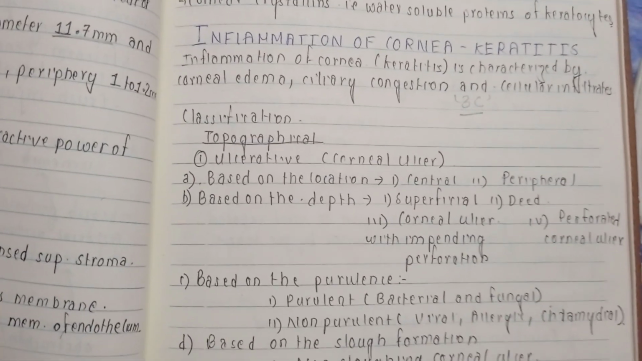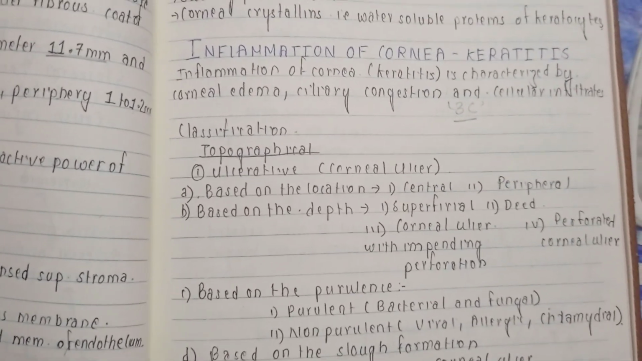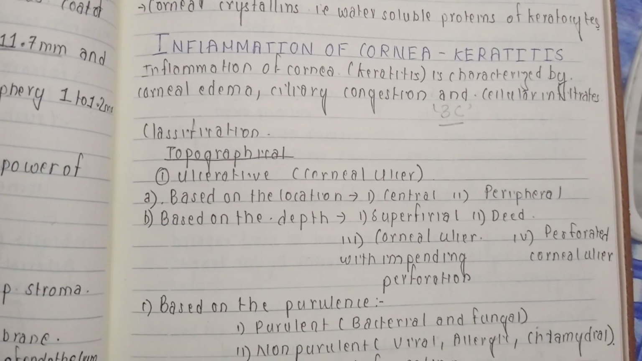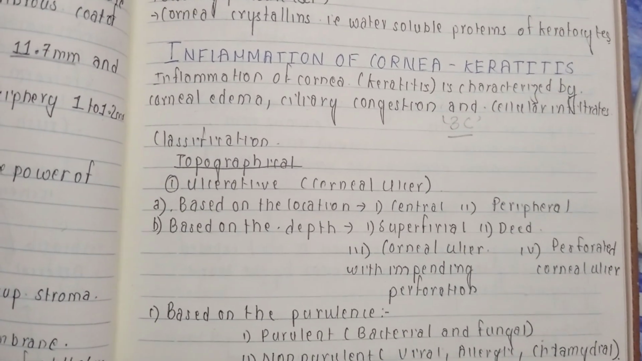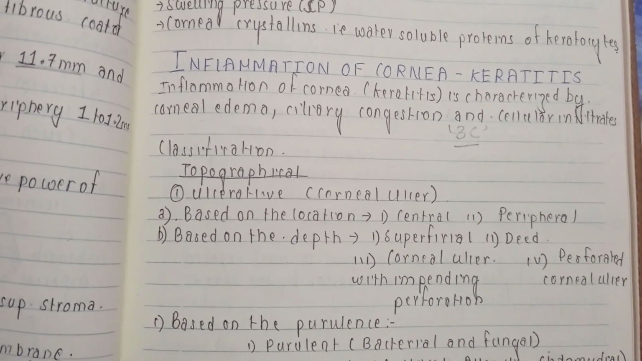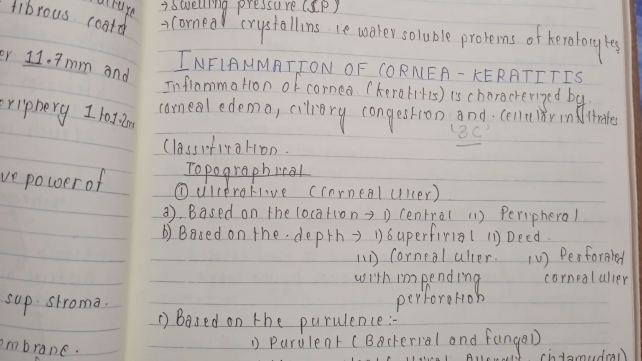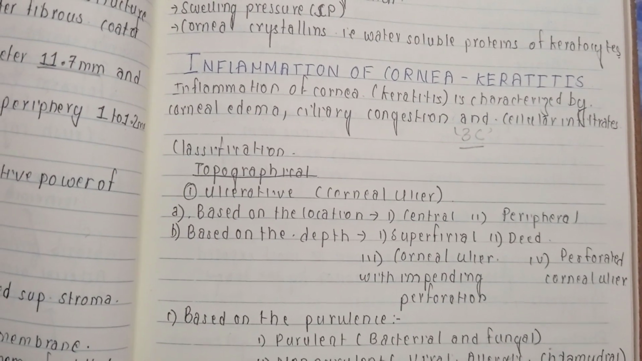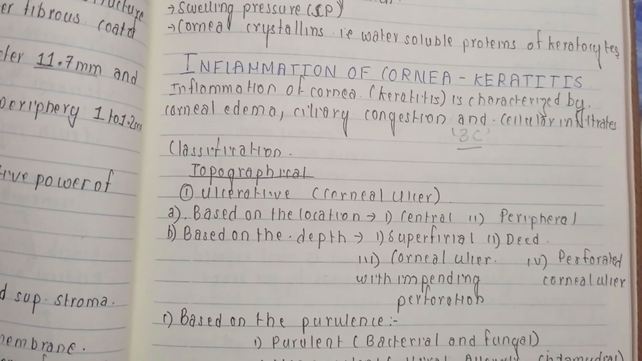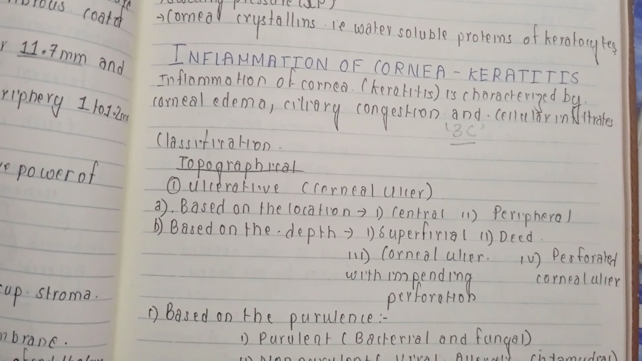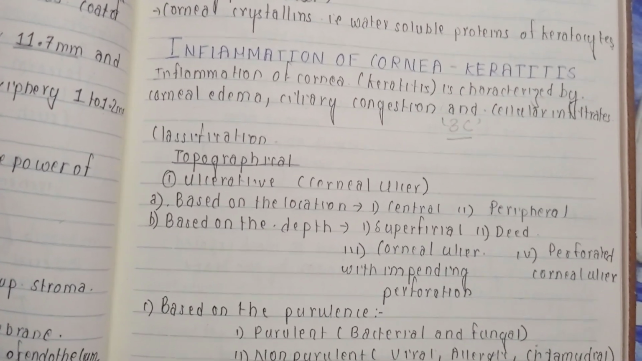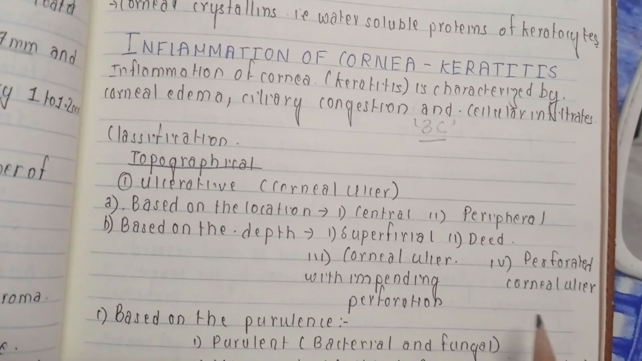Hello everyone. As we have discussed the anatomy of the cornea, let us discuss the inflammation of the cornea, keratitis. There are various diseases of the cornea. It can be congenital or acquired. Here we will basically talk about the corneal ulcer. Inflammation of the cornea, keratitis, is characterized by corneal edema, ciliary congestion, and cellular infiltrates.